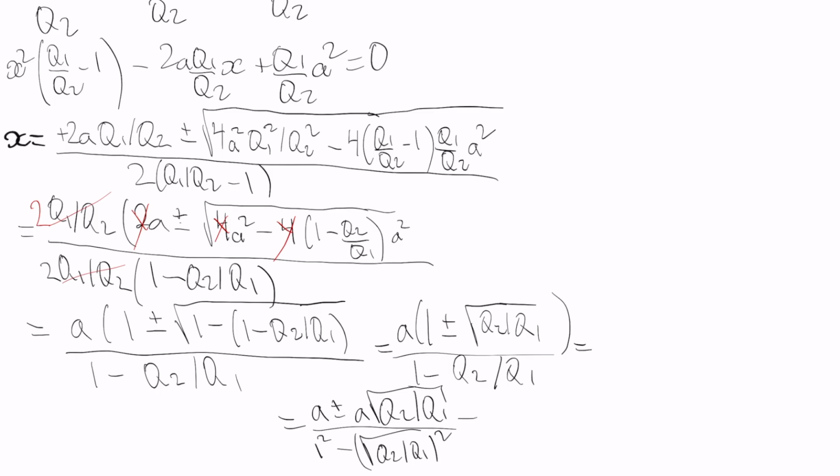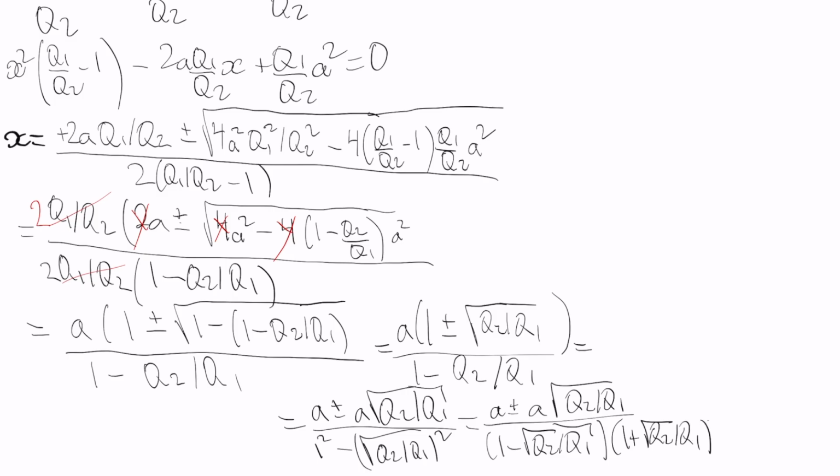Okay, well, this here will be equal to A plus or minus A square root of Q2 over Q1, divided by 1 take away the square root of Q2 over Q1, times 1 plus the square root of this guy, Q2 over Q1. I wish I'd given this factor of Q2 over Q1 a different variable. Cool, now we're ready to actually work out some solutions with the plus or minus.